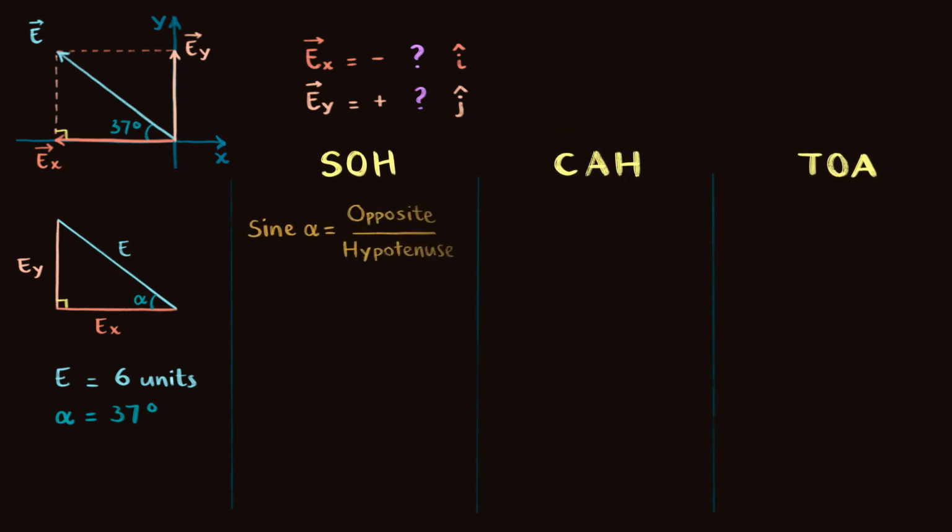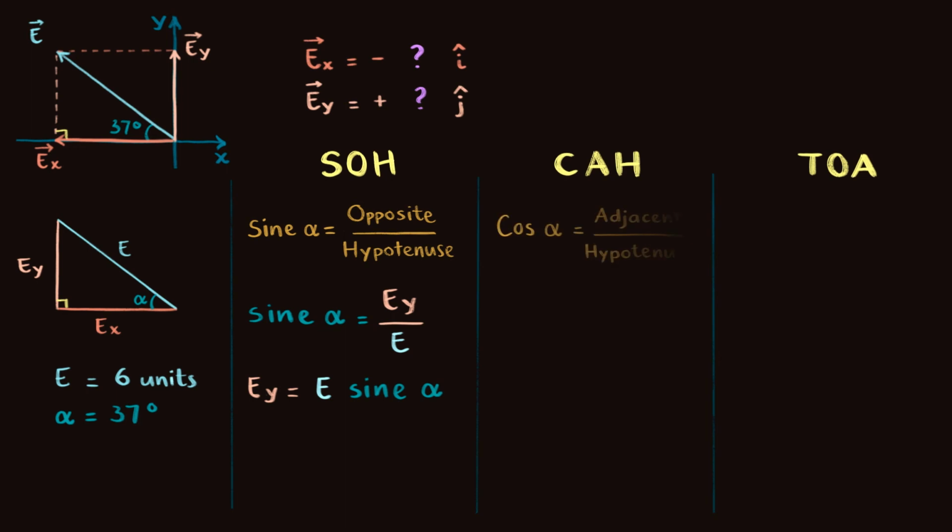SOH means the sine of angle alpha is equal to the opposite side divided by the hypotenuse. From our picture, we can see that the side that's opposite to the angle alpha is Ey, so sine alpha is equal to Ey over E. Rearranging this equation gives us Ey = E sine alpha.